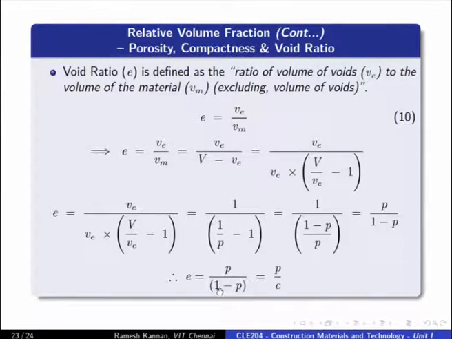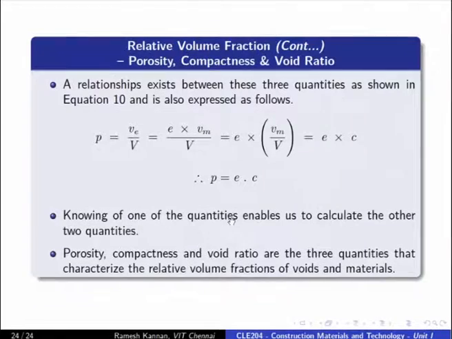This relates all three things: porosity, compactness, and void ratio. You can also represent it in different ways, such as p is equal to e times c, and so on. So knowing one quantity, we are able to find the other two easily just by calculation. These are very important: porosity, compactness, and void ratio are three quantities that characterize the relative volume fraction of voids and materials. This concludes this short lecture, and the next lecture will focus on the mechanical properties of building and construction materials.